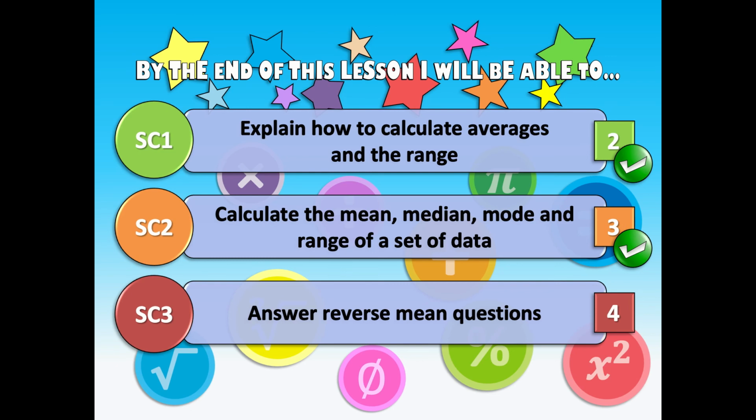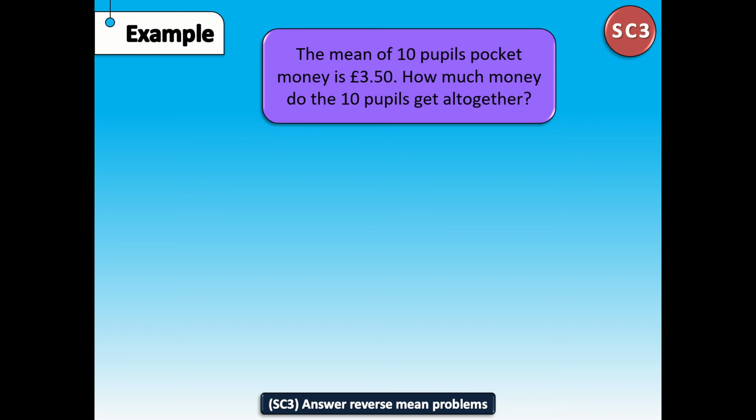And now we've completed success criteria 2. So now we're going to move on to number 3, and this is to answer reverse mean questions. So the mean of 10 pupils' pocket money is £3.50. So how much money do the 10 pupils get altogether?